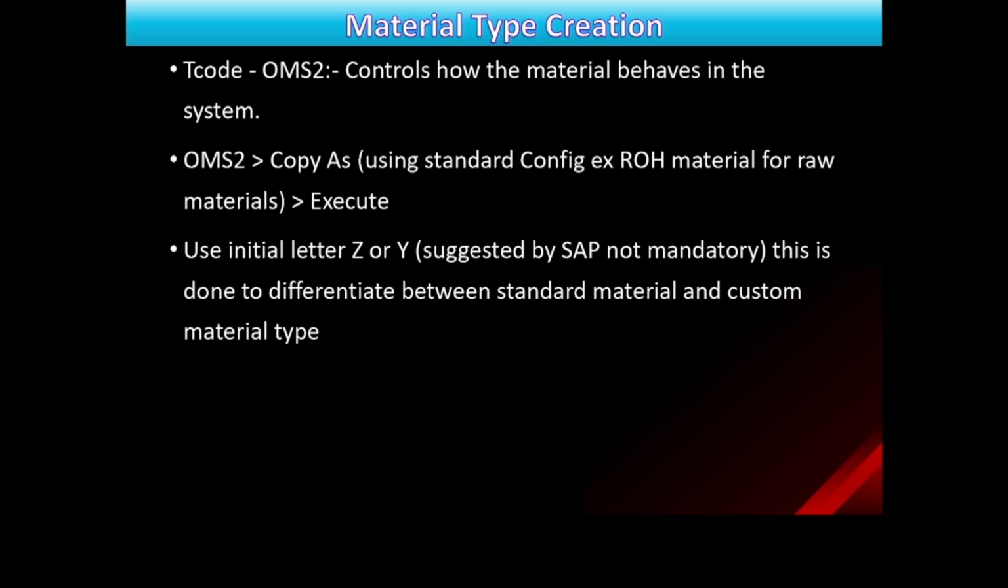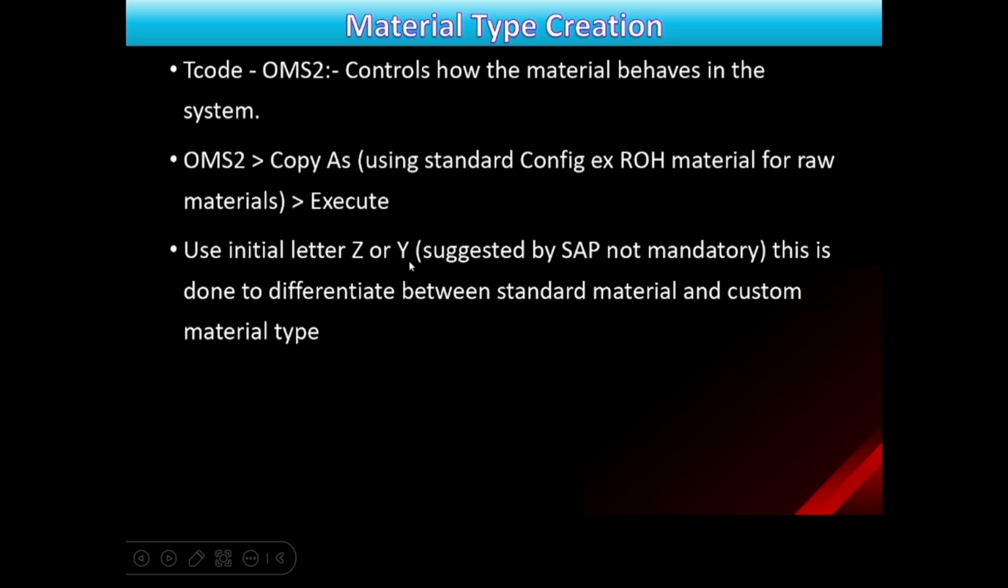Suppose we need to create a raw material. As we know, the standard material type for raw materials is ROH. So we can use ROH as a copy as in the OMS2 T code and create our own material type. Also remember this: we can use the initial letter Z or Y. This is suggested by SAP. It is not mandatory but suggested, in order to differentiate between standard material types and custom material types.